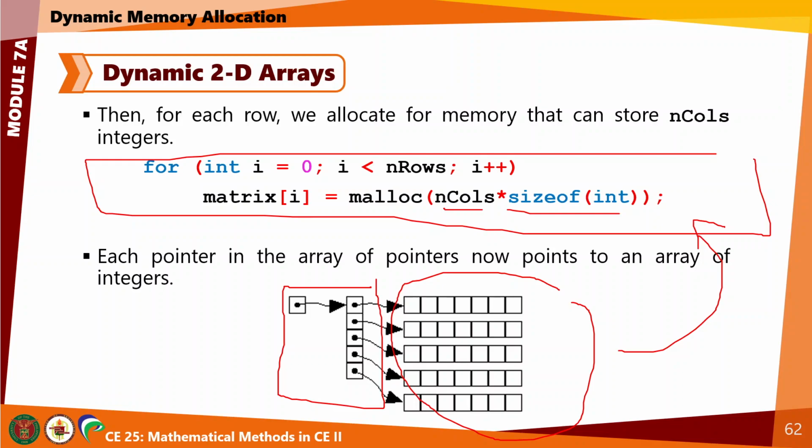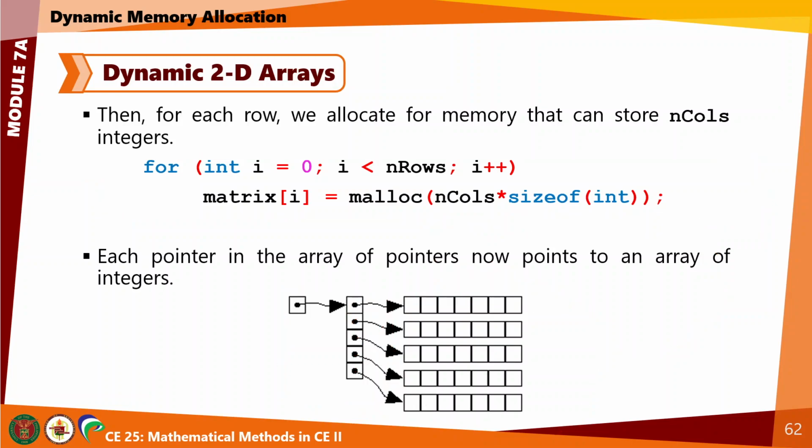So this would be our representation ng ginawa nating dalawang allocation. Yung pangalawa, nag-allocate ka ng memory for an array of pointers. So pointers lahat ito. Tapos yung bawat pointer na yan, you can allocate that to a certain array with n columns na element, di ba? So that's how we allocate for memory ng 2D arrays.